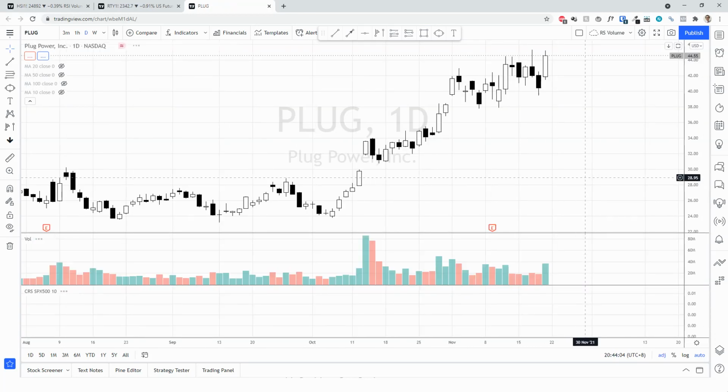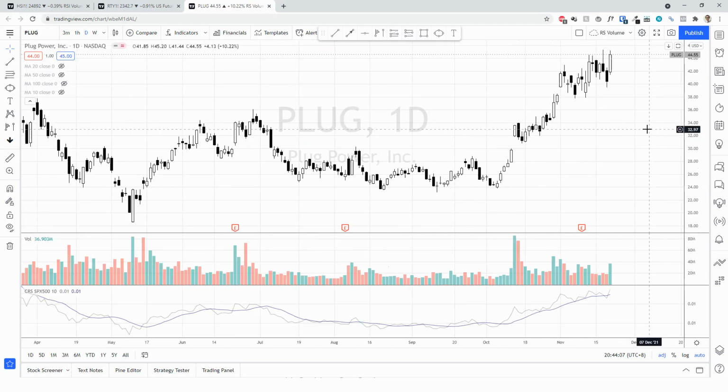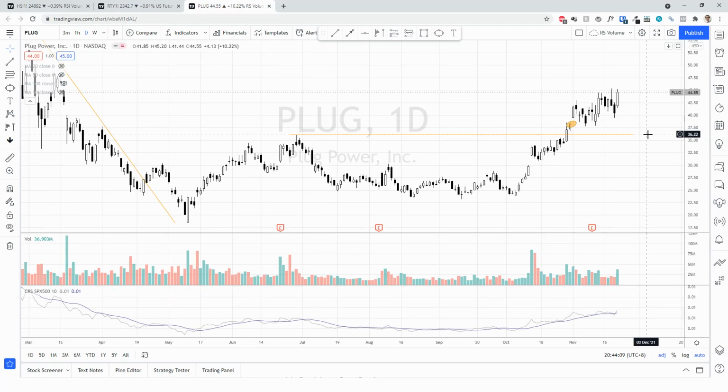So next one is Plug. So Plug is definitely in line with the overall clean energy sector that I mentioned.